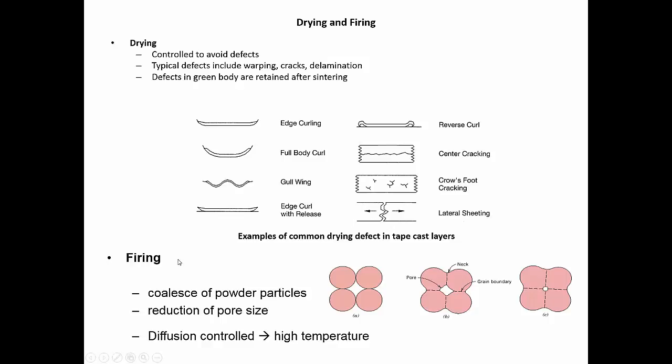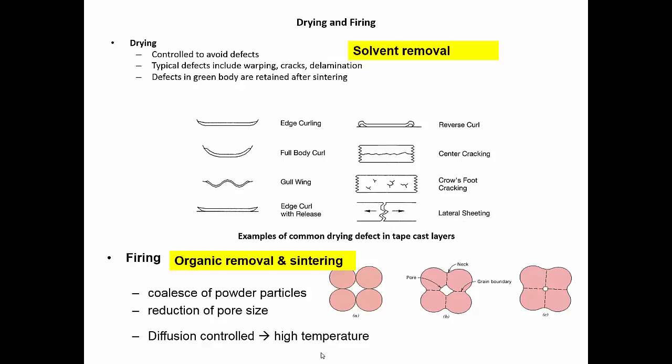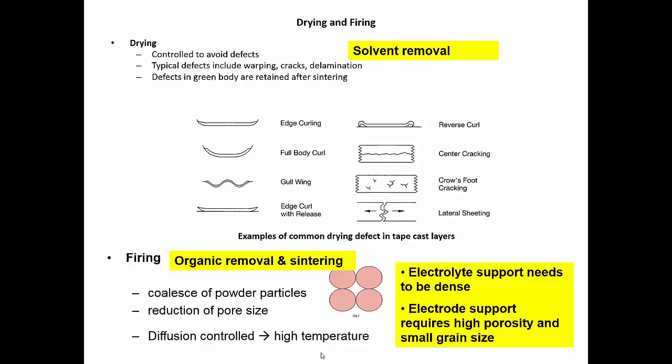When it comes to firing or sintering, then of course, as you know, the driving force is reduction in surface energy. So what we're trying to do here is to remove porosity. This is a diffusion controlled high temperature process. So the drying is mainly to remove the solvents, and the firing is to remove organics, say any pore formers that we've got if we're making an electrode support, and then finally to sinter to give us a mechanically robust body for our final piece.